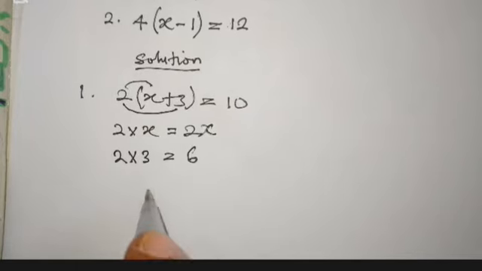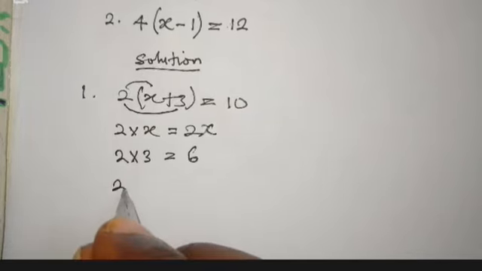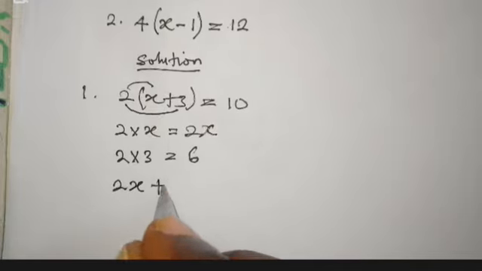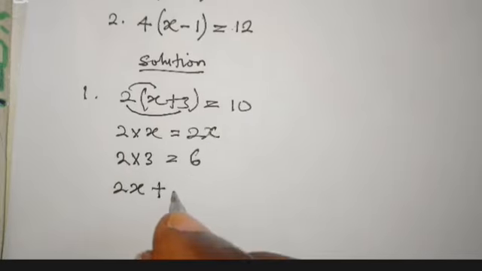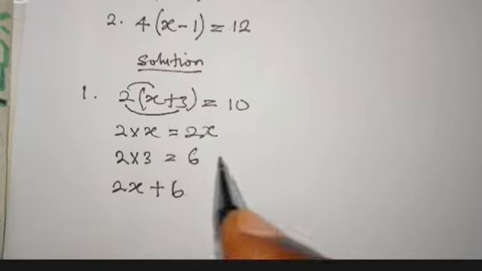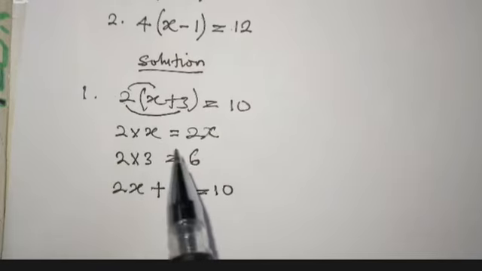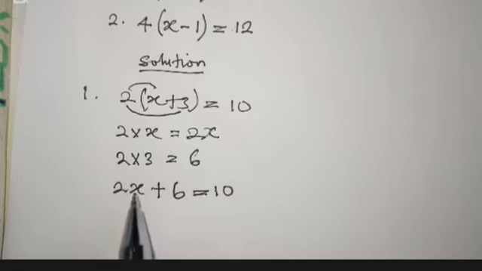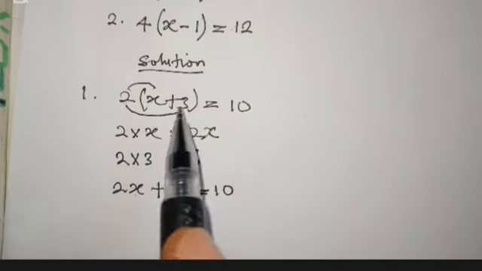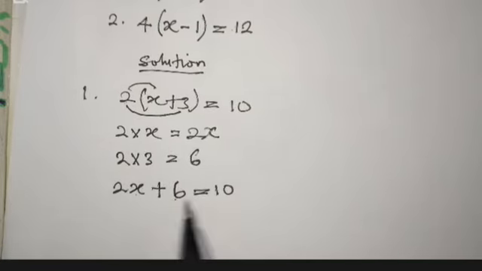Then we put all of them together. We now have 2x plus, bring it down here, 6 equals 10. That is 2 times x gives us 2x, and 2 times 3 gives us 6.